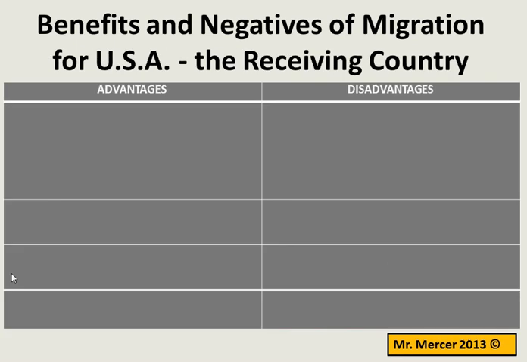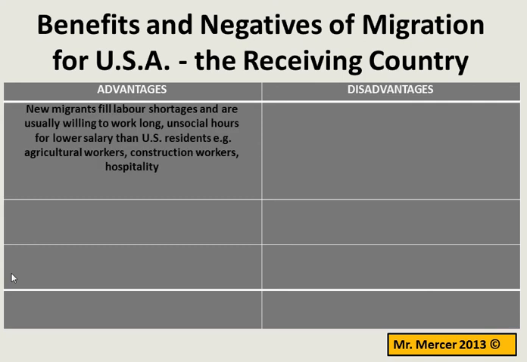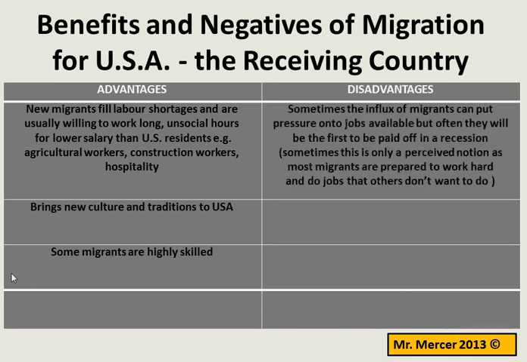Benefits and negatives for the receiving country, the United States, would include filling a labour shortage. Many of these workers are prepared to work in poorer conditions or for less money, or do jobs that US residents don't really want to do. They bring new culture. A good example would be Mexican cuisine and music and traditions to the United States. Many migrants are very highly skilled, and that should never be overlooked. The disadvantages include that there can be pressure put onto jobs.